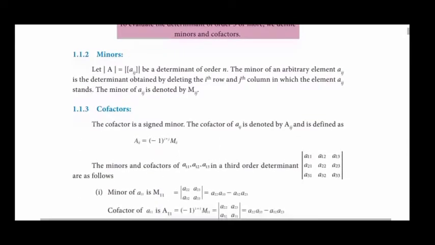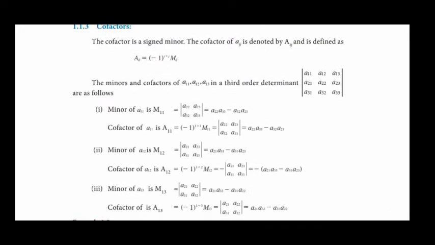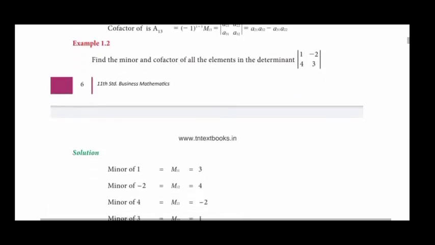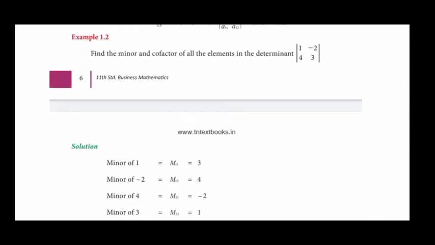Okay, then next one is about cofactor. How to find the cofactor of the matrices? Find the minor and cofactor of all the elements in the determinants. This is also 2 into 2 matrices. Here minor of 1 is the opposite of main diagonal, that is 3, and minor of minus 2 is opposite to that, that is 4, and minor of 4 is minus 2, and minor of 3 is 1.